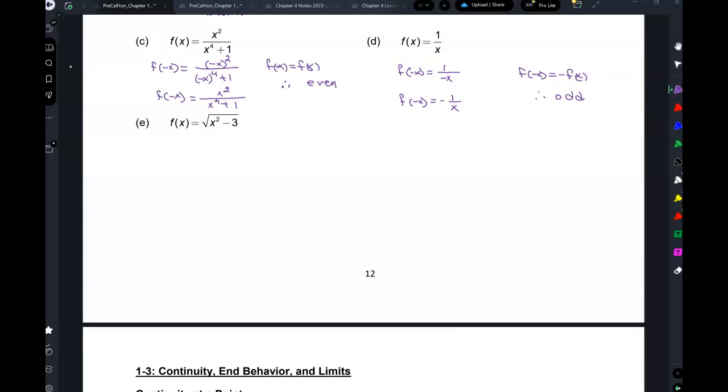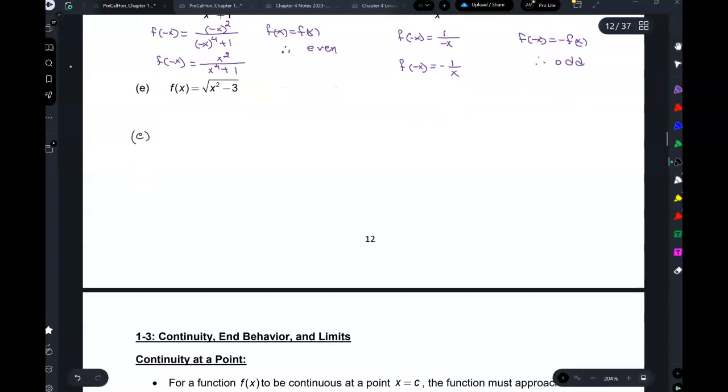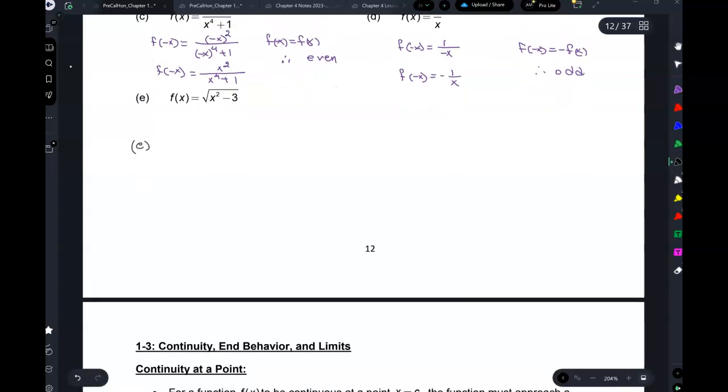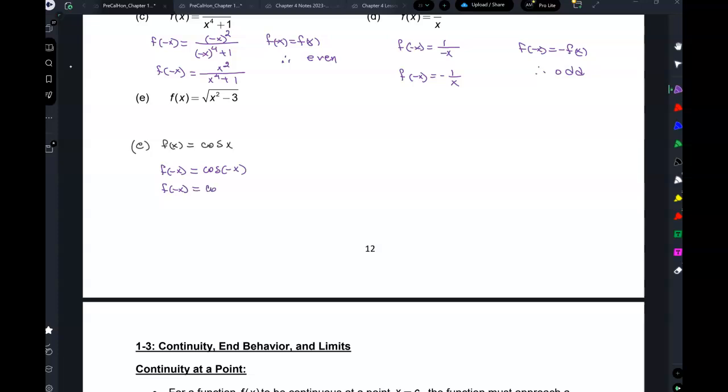Okay, this one, we don't need to do it, right? You're all good. Instead of this one, I'm going to give you another one. It's redundant. It's even, we know. So instead of that one, I'm going to give you another even function. F of x is cosine of x. F of negative x is cosine of negative x. This is cosine of x. So f of negative x is equal to f of x. So this is an even function.